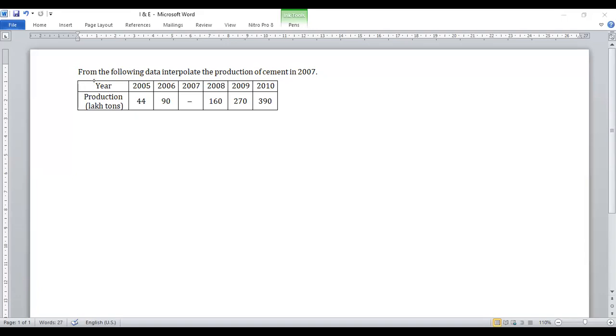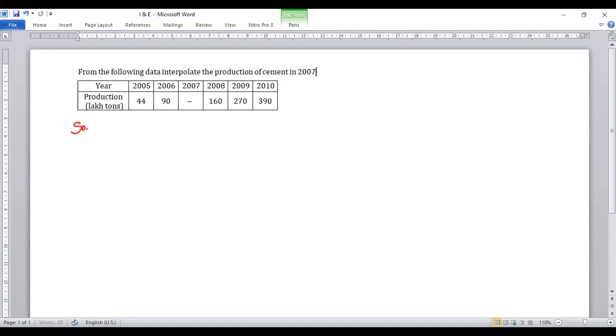Here we consider one problem to solve by using the binomial expansion method. From the following data, interpolate the production of cement in 2007. The years given are 2005, 2006, 2007, 2008, 2009, and 2010. Production in lakh tons: 44, 90, missing value for the year 2007. There is no value, there is a missing value. 2008, 160, 2009, 270, and 2010, 390. Then solve this problem by using the binomial expansion method.